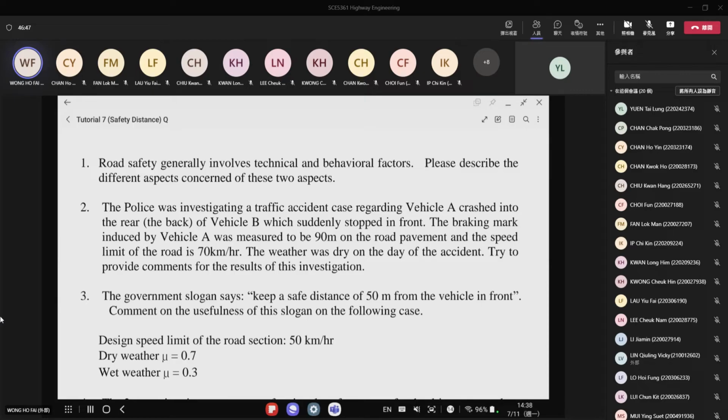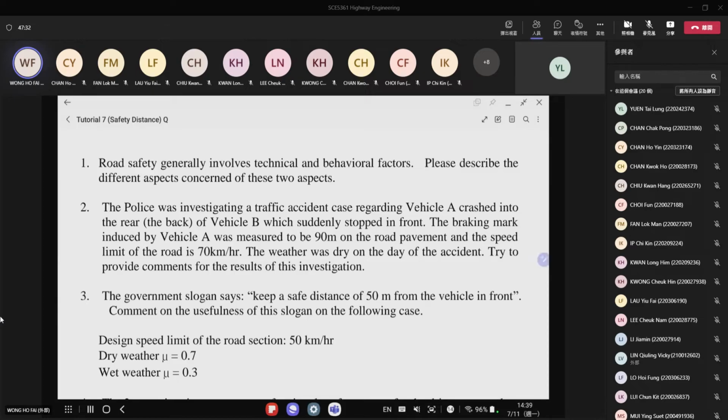So when you look at something and you see something, you will take action and stop your vehicle from hitting what is in front. So you have the so-called stopping visible distance. Last time we mentioned that if vehicle A hits vehicle B, and you have skid marks of 90 meters, you have to provide a comment on the result of the investigation. Do you still remember how to calculate this kind of design for this kind of question?